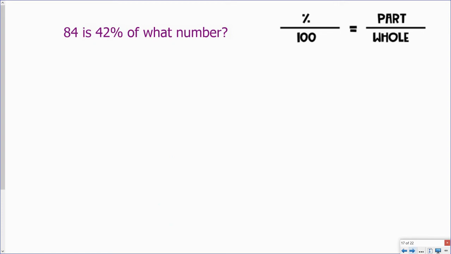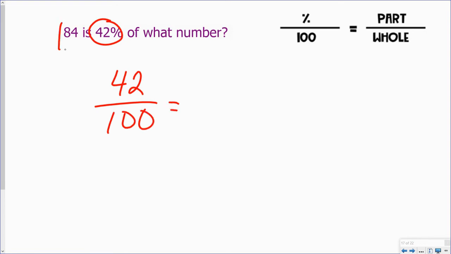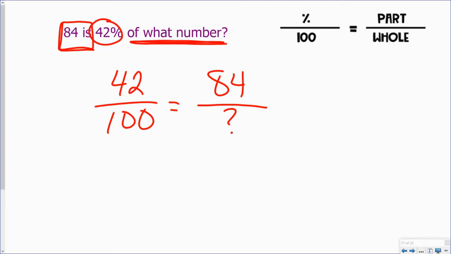So here we have 84 is 42% of what number? So again, I have my 42%. So that's 42 over 100. And then again, it says 84 is. So that puts my 84 here. And then it says of what number? So that means I am looking for the whole amount that is missing.